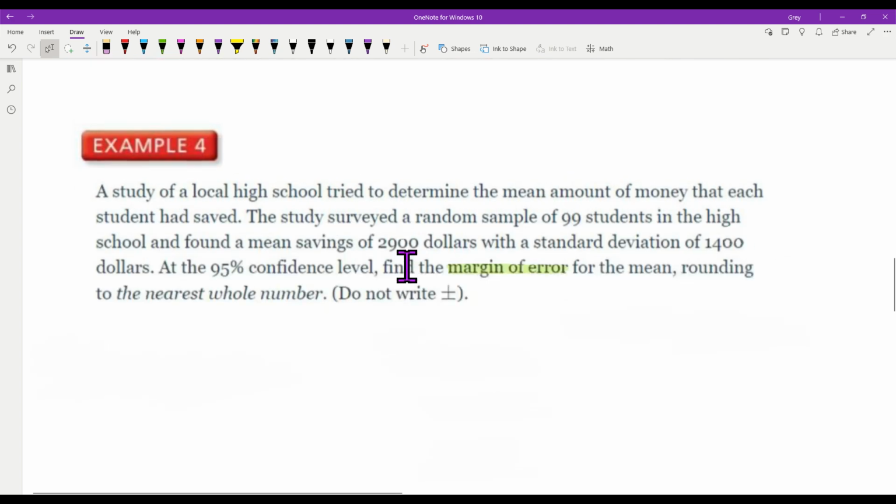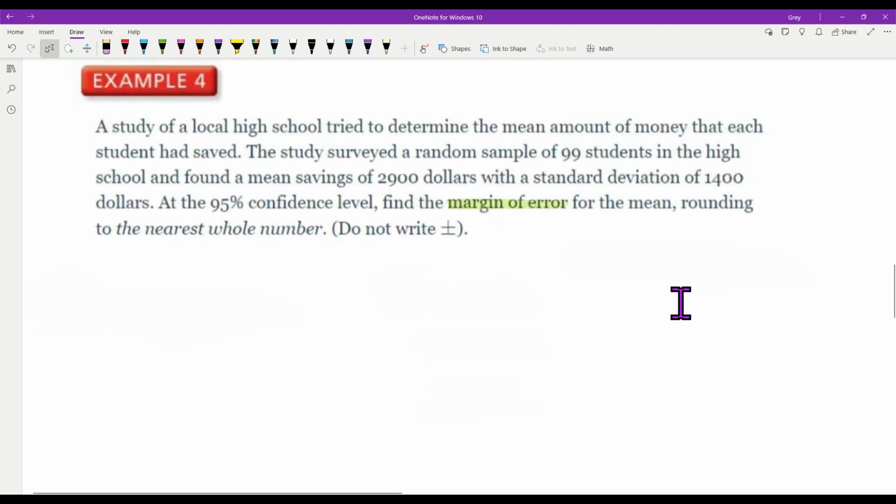Example 4. A study of a local high school tried to determine the mean amount of money that each student had saved. The study surveyed a random sample of 99 students in the high school and found a mean savings of $2,900 with a standard deviation of $1,400. At the 95% confidence level, find the margin of error. So we're not looking for the interval, just the margin of error for the mean.